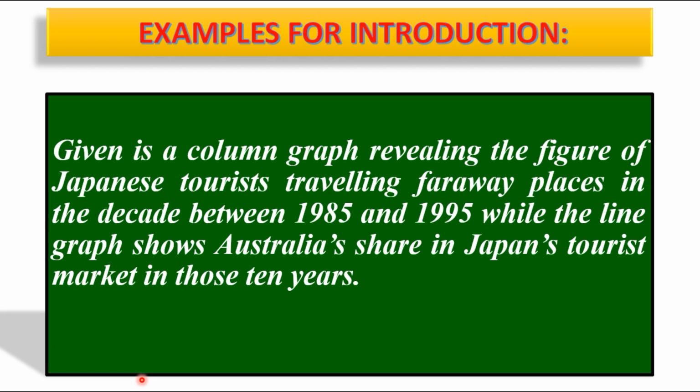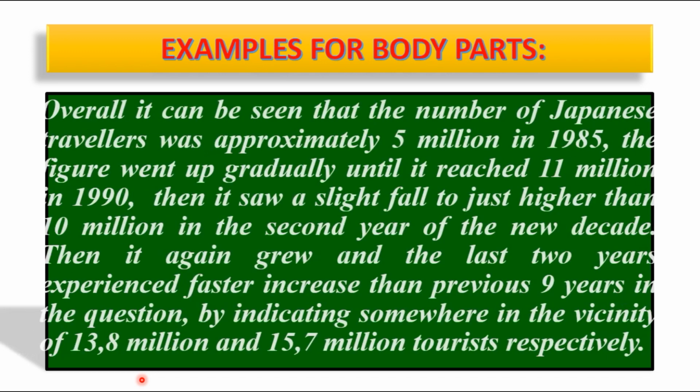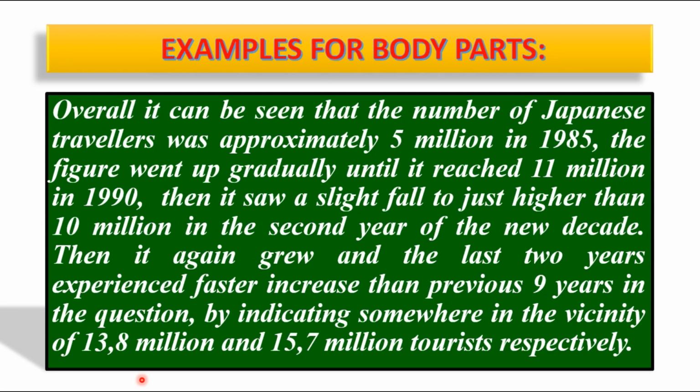Now we can move into body parts. In body parts, we must describe each of the charts one by one and compare where relevant. This is about the column graph. Overall, it can be seen that the number of Japanese travelers was approximately 5 million in 1985.